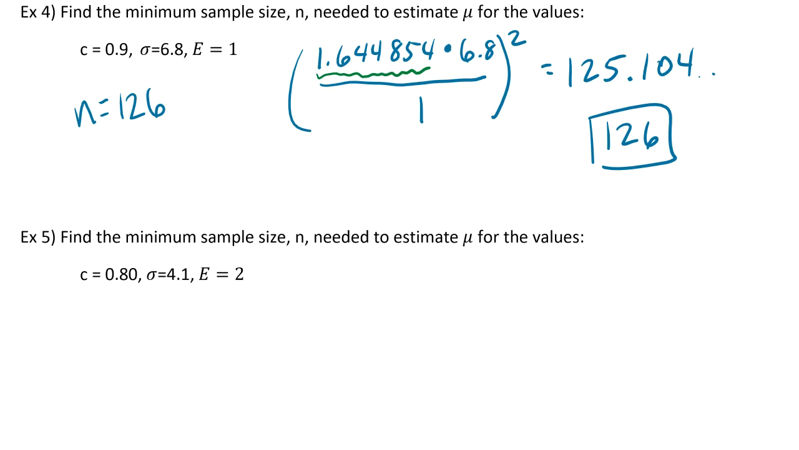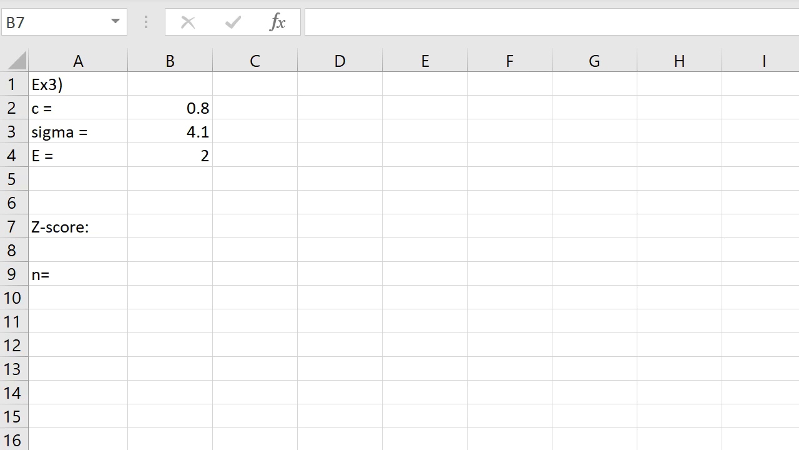All right, last one. So example 5, same thing, we're going to find the minimum sample size n needed to estimate mu for the values of c equals 0.8, sigma equals 4.1, and e equals 2. So let's head back over to Excel. All right, so this is example 5. So our c equals 0.8, sigma equals 4.1, e equals 2.